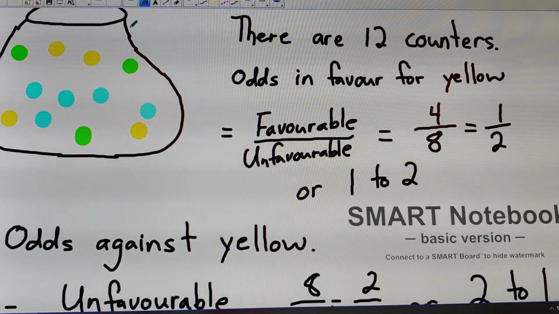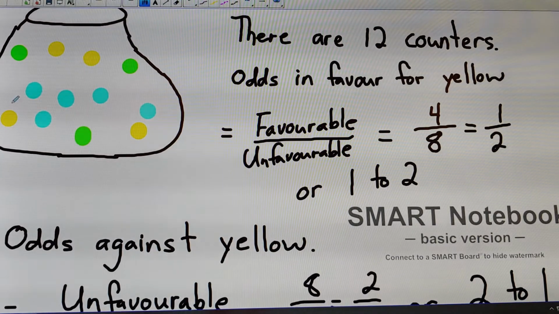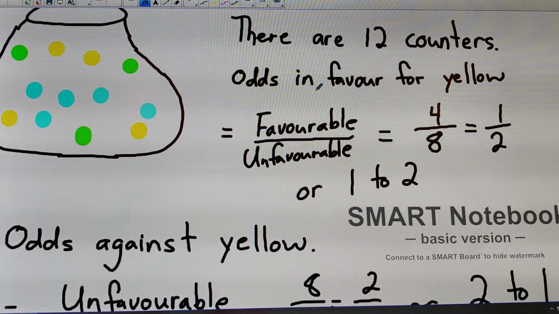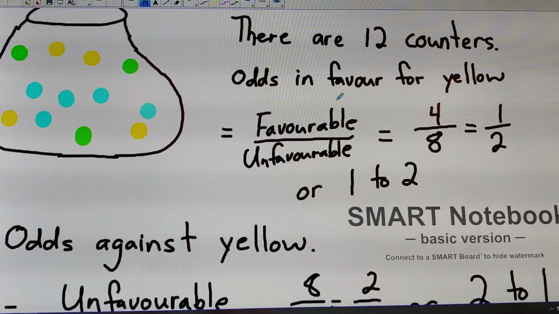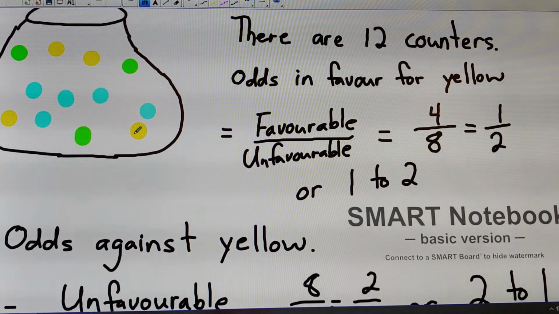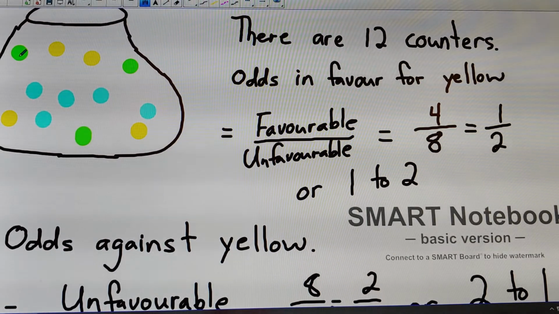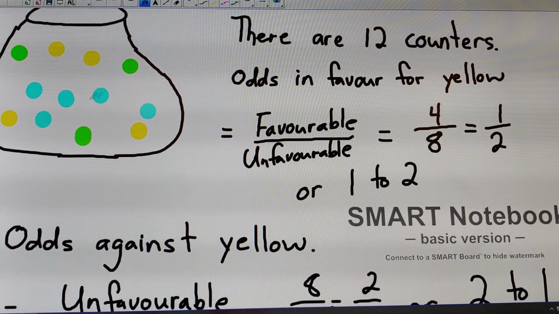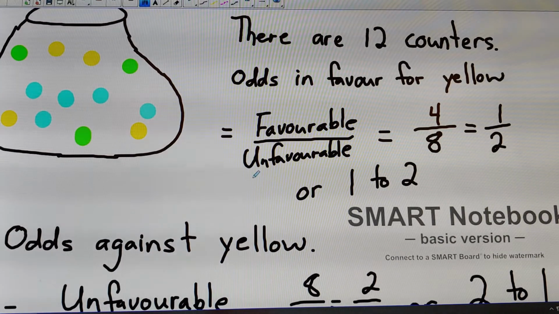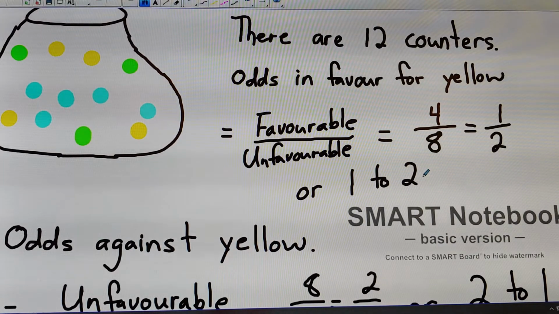Our lovely little container there, and there are 12 counters inside. And it's asking you for odds in favor for yellow. So odds in favor, we want favorable over unfavorable. So how many favorable outcomes are there if we're looking for yellow? 1, 2, 3, 4 of them. Over unfavorable, how many unfavorable options are there? 1, 2, 3, 4, 5, 6, 7, 8 of them. Okay. No total possible in here, just favorable over unfavorable. So 4 to 8 equals 1 over 2 or 1 to 2.